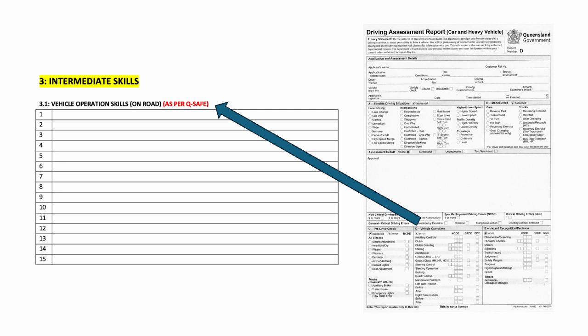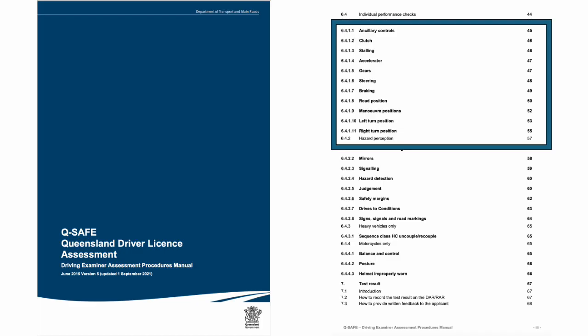up or down. And then we've got clutch coasting, stalling, accelerator, gears, steering control, steering operation, braking, road position, maneuver positions, left turn position before and after a corner, and right turn position before and after a corner. So that gives you a guide of some of the things that you could put into your training program. And again, you would go through the performance outcomes as per Transport Main Roads, and then put your lesson plans together to train the student in those skills.